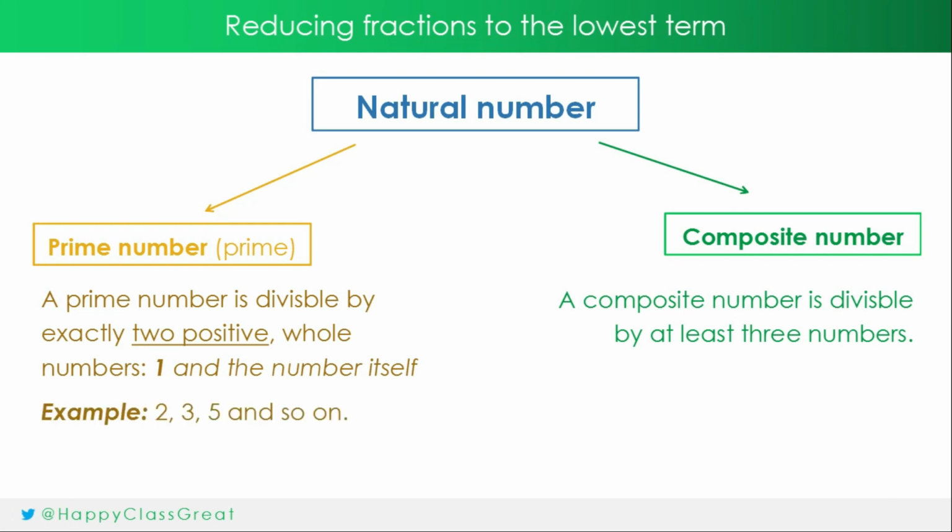Examples of prime numbers are 2, 3, 5. If you see 2, there's only 2 numbers that go into 2, and that is 1 and 2 itself. And we have 3, 5 and so on. For composite numbers we have 4, 6, 8, 10 and so on.